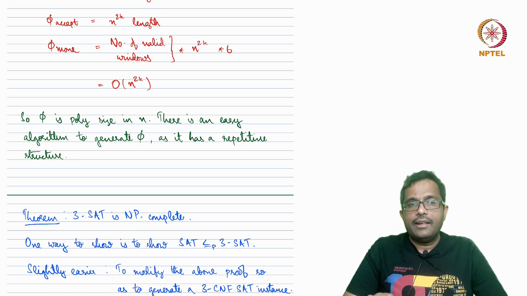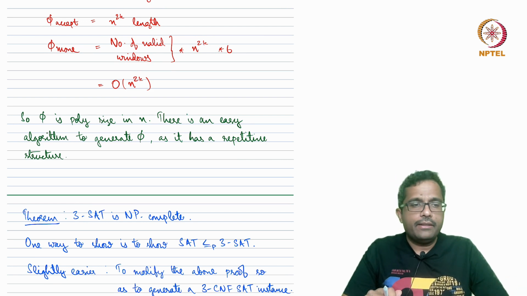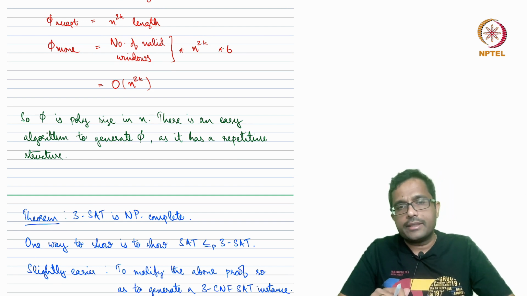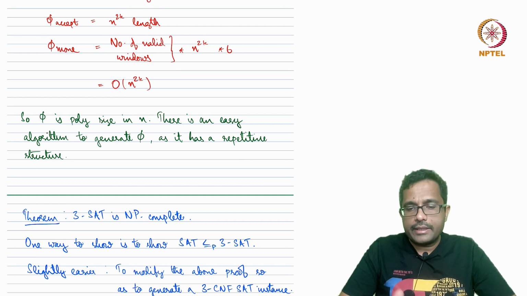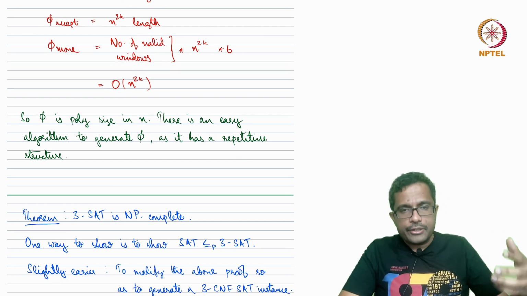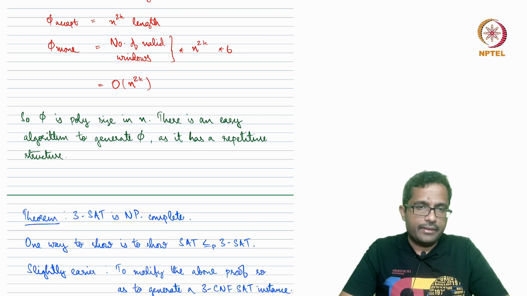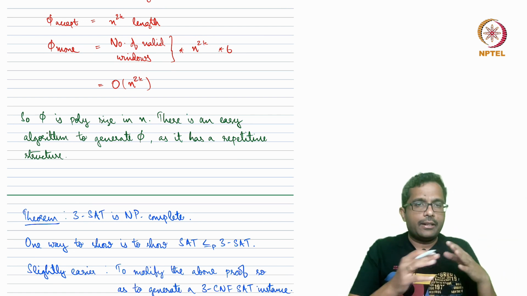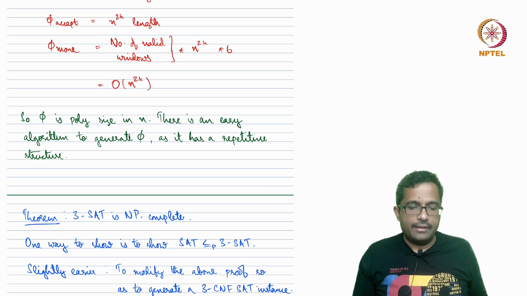For instance, if we want to show that the language CLIQUE is NP-complete, we just need to show a reduction from SAT to CLIQUE, and we need to show that CLIQUE is in NP. If we want to show that SUBSET-SUM is NP-complete, we need to show a reduction from SAT to SUBSET-SUM and show that SUBSET-SUM is in NP. So we don't need to do everything from scratch, where we take an arbitrary language in NP like we took here.